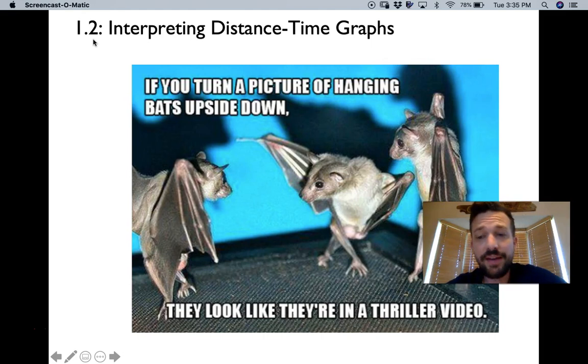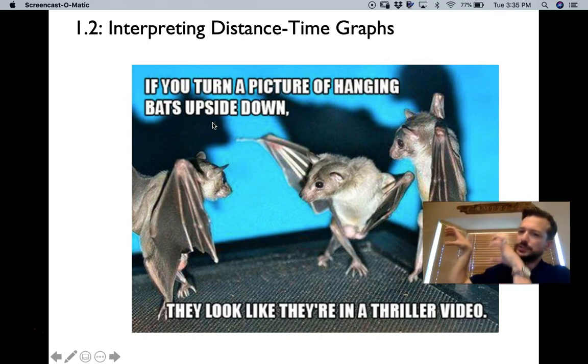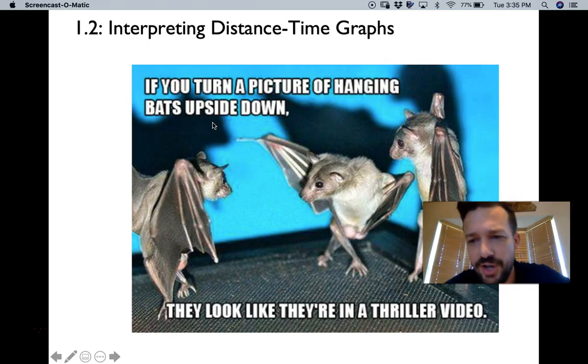While you are doing that, I have a meme for you. If you turn a picture of hanging bats upside down, they look like they're doing the Thriller video. Yeah? You know, Michael Jackson.